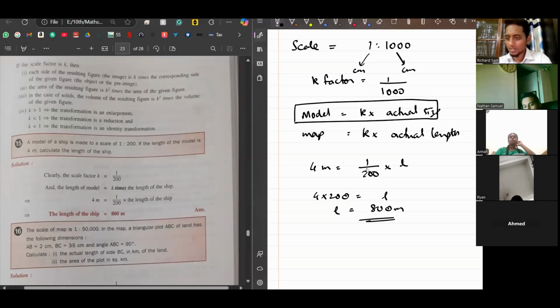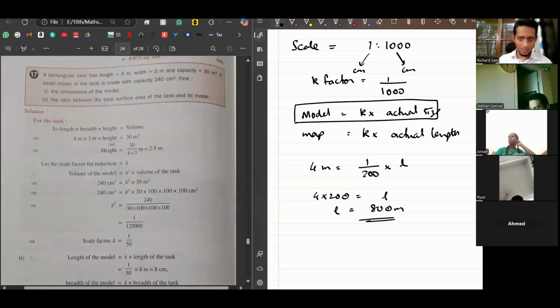Is everyone clear? So if you know the model size, you can find the actual size. Or if you know the actual size, you can find the model size if you know the K factor. Very simple, nothing complex in this. That's the one formula that you have over here. Okay, write this down. Write this much down.